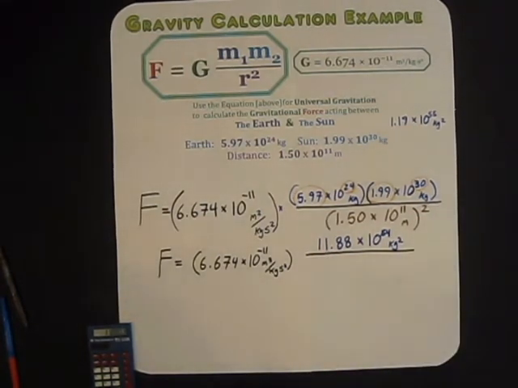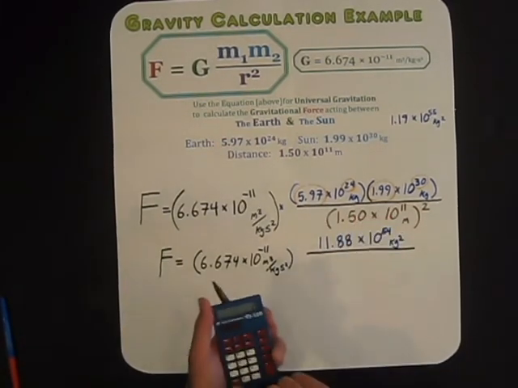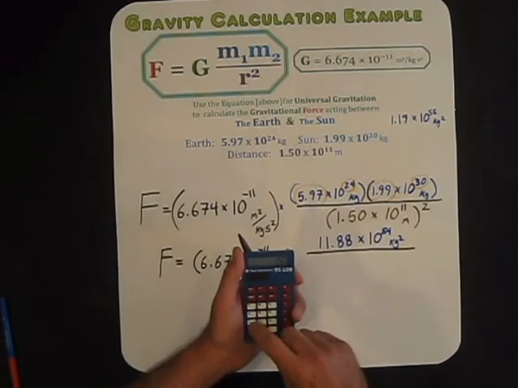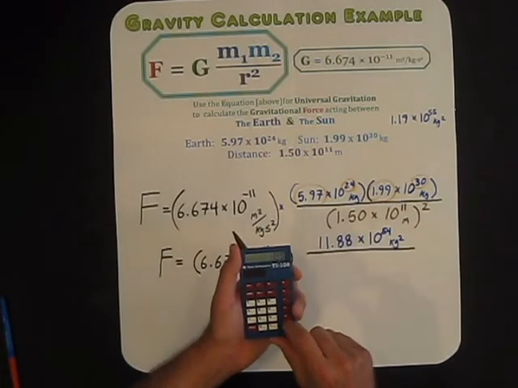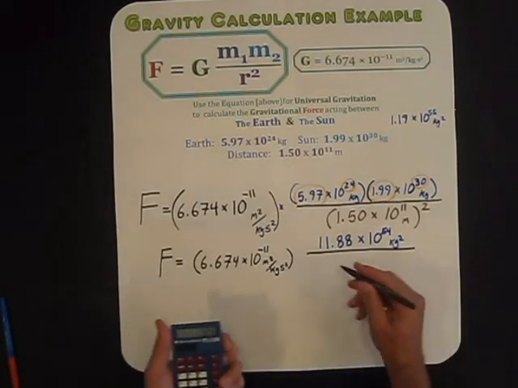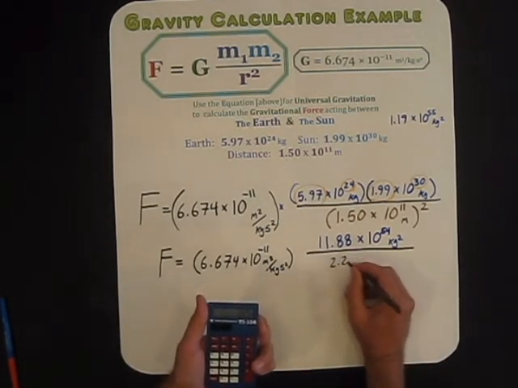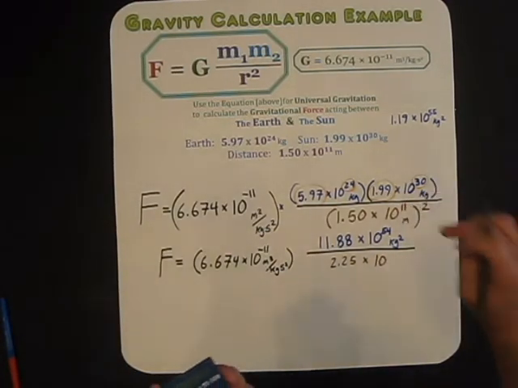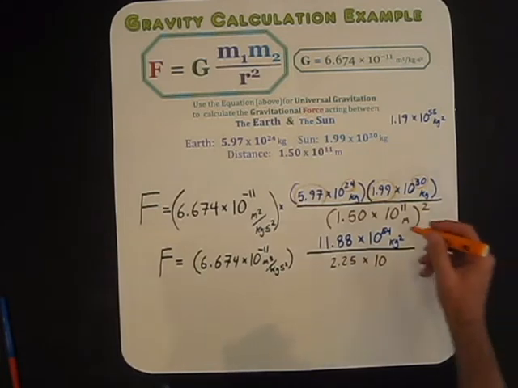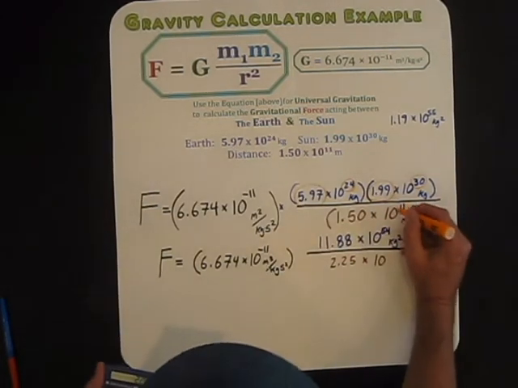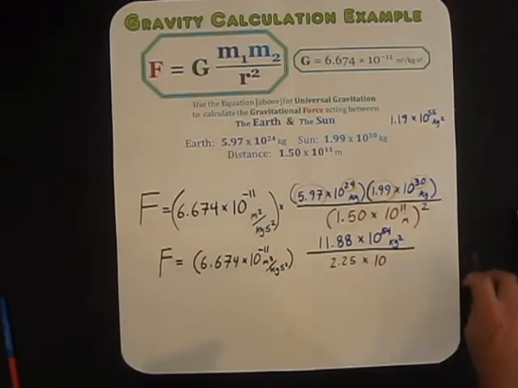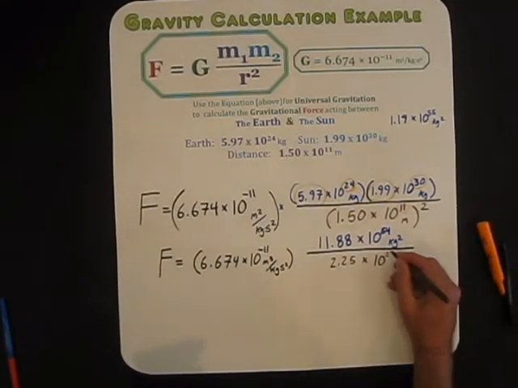Let's deal with the denominator now. The denominator, well, it's this number squared. So it's 1.50 times 1.50 equals, and that gives me 2.25. And then if I multiply 10 to the 11th times 10 to the 11th, okay? So like, again, we dealt with the first portion, now we're dealing with the exponents. Well, it would be like adding 11 plus 11. That would give me 10 to the 22nd power.